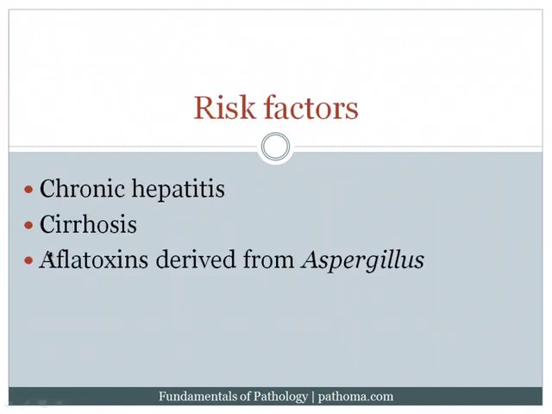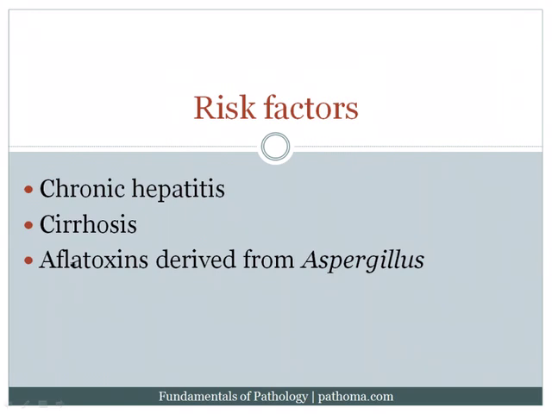The risk factors for hepatocellular carcinoma include chronic hepatitis. So, for example, hepatitis B virus and hepatitis C virus, both of which can result in chronic hepatitis, can increase the risk for hepatocellular carcinoma. In addition, any cause of cirrhosis is a risk factor for hepatocellular carcinoma. For example, non-alcoholic fatty liver disease, hemochromatosis, Wilson's disease, alpha-1 antitrypsin deficiency, etc. All of these are important causes of cirrhosis.